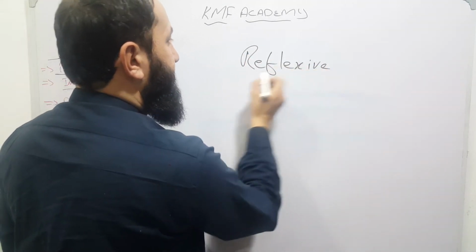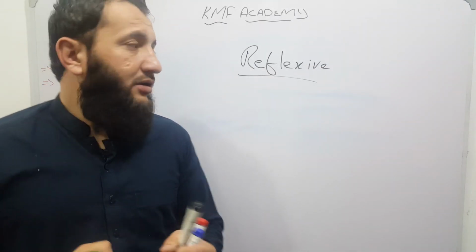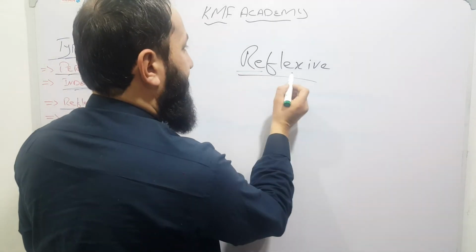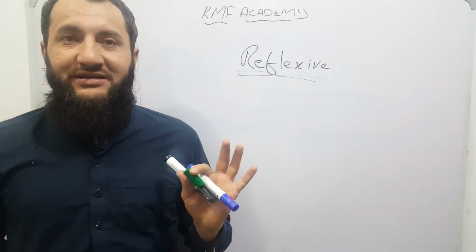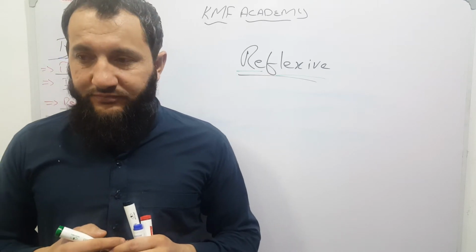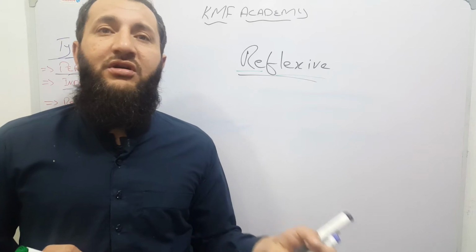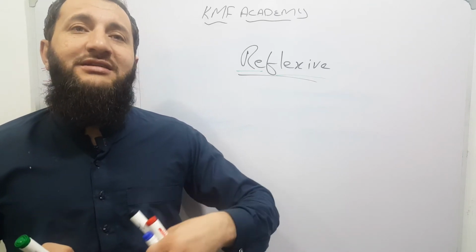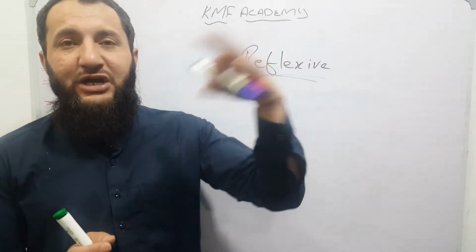Reflexive, which means that "re" means again. So these are those pronouns in which the action comes back to the same subject. For example, there is a guy, he has done something himself, or there is a guy who has done something herself. It means that the action has come back to the same person.